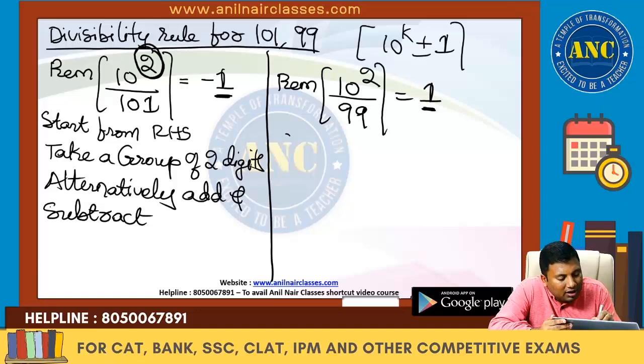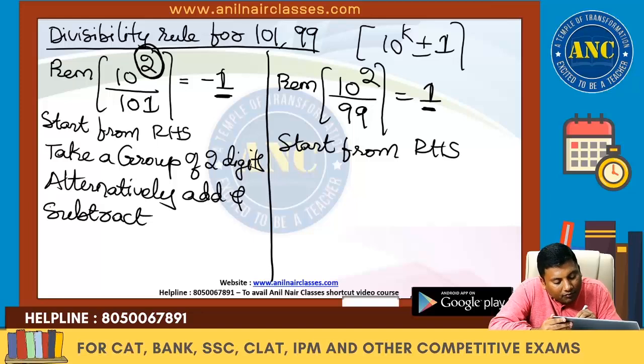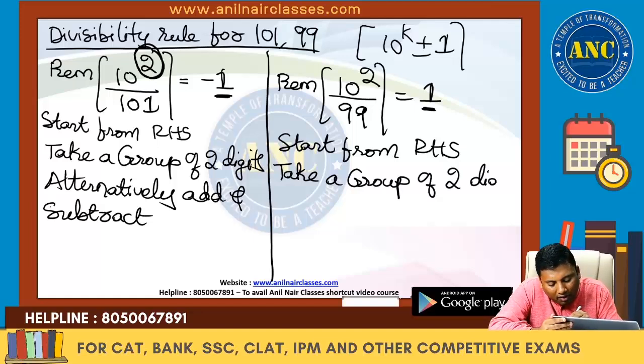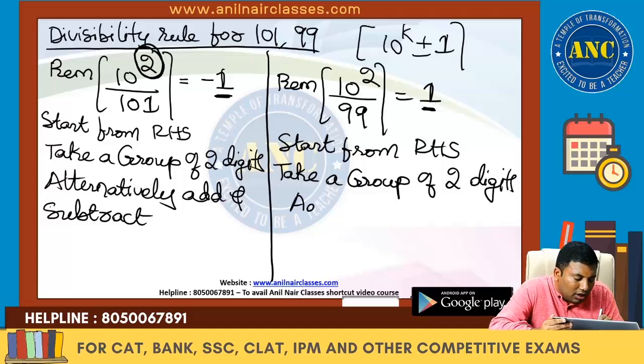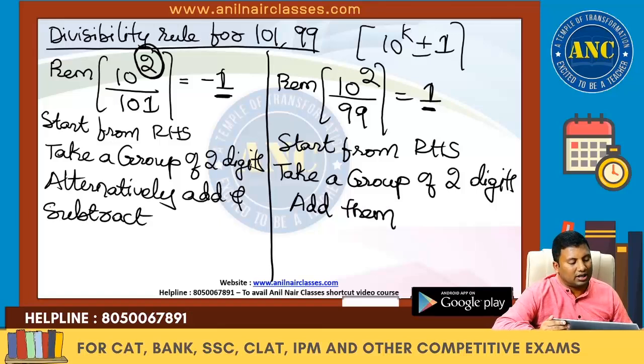What is the divisibility rule for 99? I got 1. Start from the right hand side. Take a group of 2 digits. Add them. Take a group of 2 digits. Add them. I hope it is clear. One example.